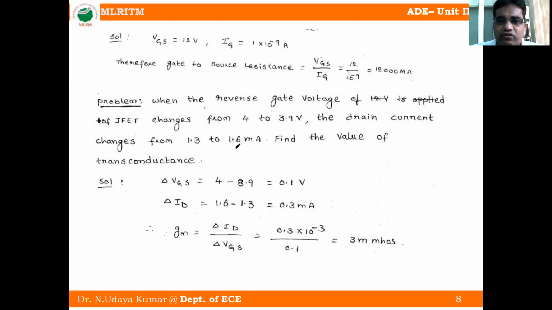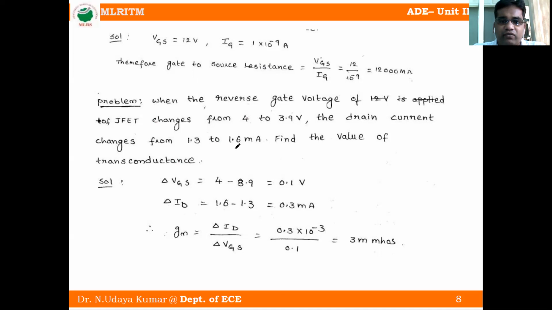Similarly, when a reverse gate voltage of a JFET changes from 4 to 3.9 volts, the drain current changes from 1.3 to 1.6 milliamperes. Find the value of transconductance. We know the formula: transconductance Gm is equal to change in ID by change in VGS. So here the gate voltage changes from 4 to 3.9. That means the difference, 4 to 3.9, is 0.1. That is the change in gate voltage.